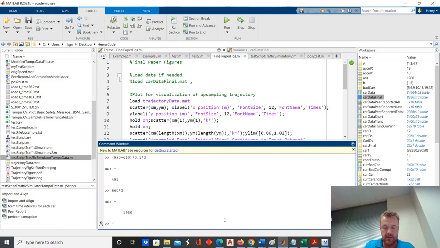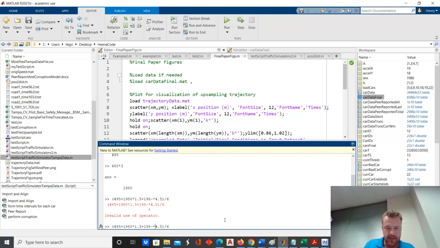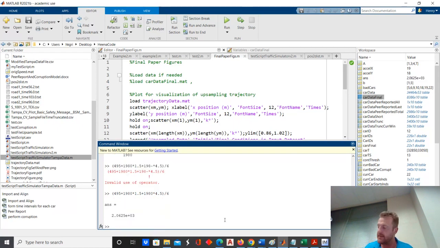So let's compute it here. In the numerator, 495 plus 1980 times 1.5 plus 1980 times 4.5, and I'm going to take all that and divide by 6. Sorry about that, a little bit of a typo there. Let me recheck all my entries. 495 times 1, that's right. 1980 times 1.5, that is good, plus 1980 times 4.5. And I'm going to take that all and divide by 6.